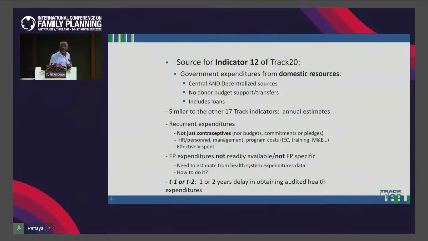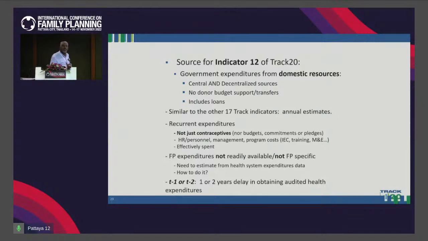So overall, FP expenditures by themselves do not exist. You have to dwindle down or make an estimate of what's really specific to family planning. We've come up with a methodology for that. Actually, that's probably the next ICFP, a poster presentation or something about how to do this, and probably using some live data to come up with that.